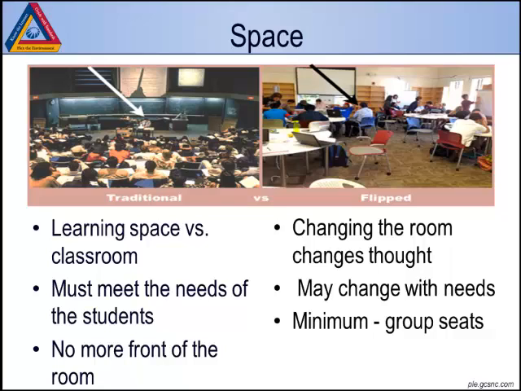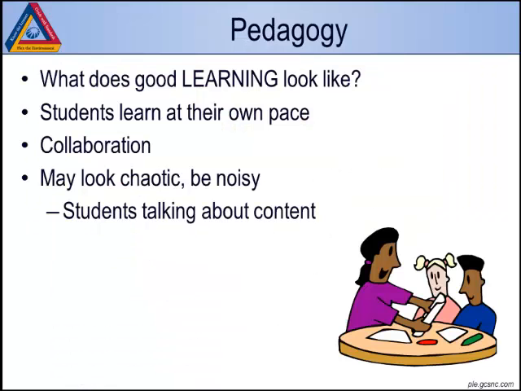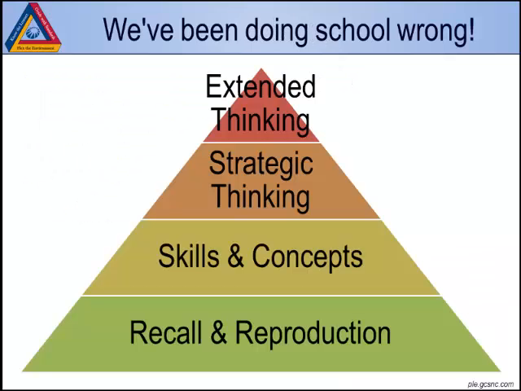As your flipped classroom progresses, however, you may find that that's not enough. Think about ways that you can meet the needs of your learners in your space. We've talked a lot about what good teaching looks like, but what does good learning look like? Students are able to learn at their own pace with guidance. Collaboration between students is important. It may look chaotic and it may be noisy, but even though students are talking, they'll be talking about content.